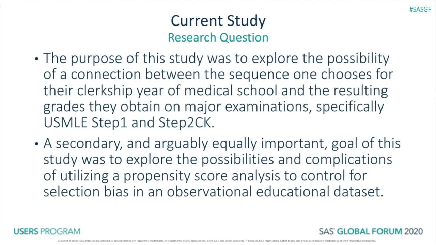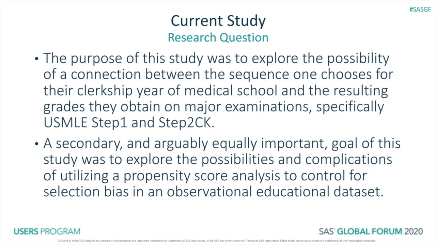Okay, so I have a couple of research questions that I wanted to look at for this particular study. The first one is to explore the possibility of a connection between the sequence one chooses for their clerkship year of medical school and the resulting grades they obtain on major examinations, specifically the big examinations of the USMLE Step 1 and Step 2 CK. A secondary goal of this presentation and the study is to explore the possibilities and complications of utilizing a propensity score analysis to control for selection bias in an observational education data set.